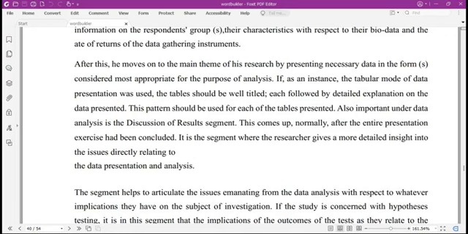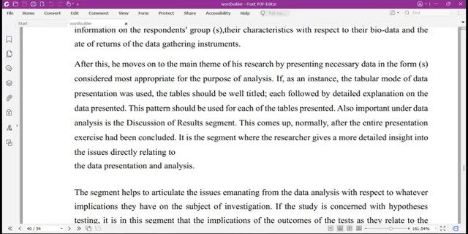Also important in data analysis is the discussion of results segment. When you present the results, you have to, of course, discuss them before you finally arrive at your conclusion. This comes up normally after the entire presentation exercise has been concluded. When you finish all your presentation in the form of tables, graphs, or whatever, after the presentation, you begin to discuss the results. The discussion is of what you have presented as your result.